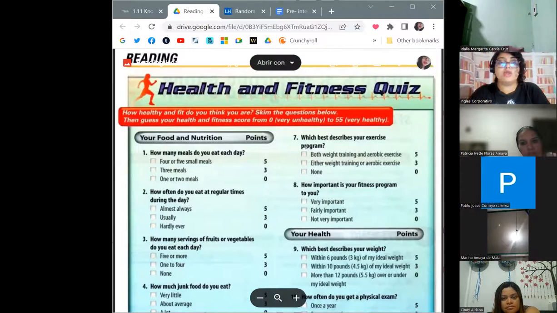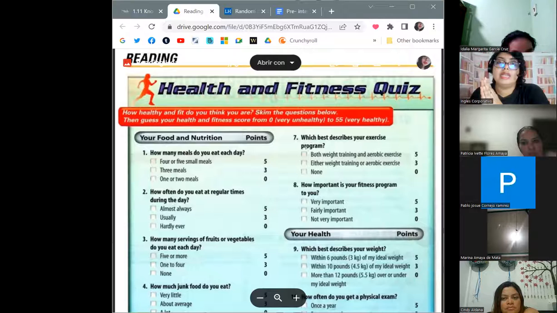Para que sea más cómodo de ver. This one is a reading exercise. It is related to health and fitness and it is a quiz. Es un pequeño examen, ¿verdad? Una evaluación sobre salud y sobre cómo estamos nosotros con el ejercicio.